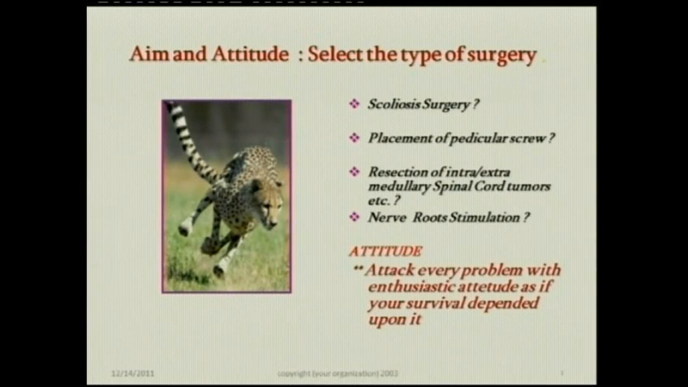This is the picture I want to show you. I showed it before also: before making any plan, we have to have our aim, objective and attitude. So we have to select what type of surgery you want to do. Is it scoliosis surgery, placement of pedicle screws, removal of cord tumors, or nerve root stimulation? You have to attack every problem with an enthusiastic attitude, as if your survival depended upon it.